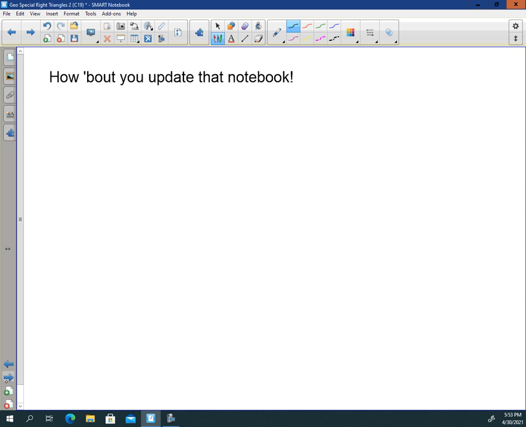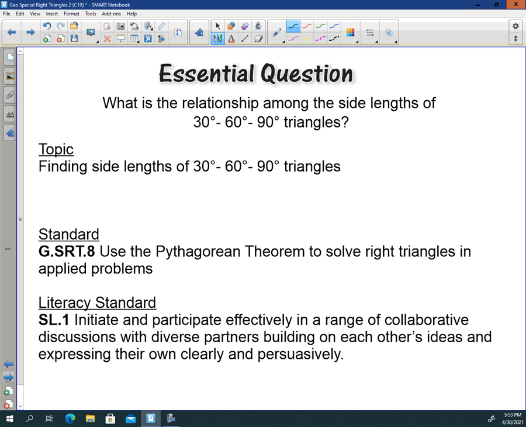So how about you update that notebook? Let's see, questions, summaries, making a new note page, all that good stuff. Alrighty, here we go. So the essential question today: what is the relationship among the side lengths of 30, 60, 90 triangles? And the topic is finding side lengths of 30, 60, 90 triangles. So this is the other kind of special right triangle that we're going to talk about. And we're going to use 30, 60, 90 triangles to launch ourselves into a little bit of trigonometry pretty soon. So we're getting close.